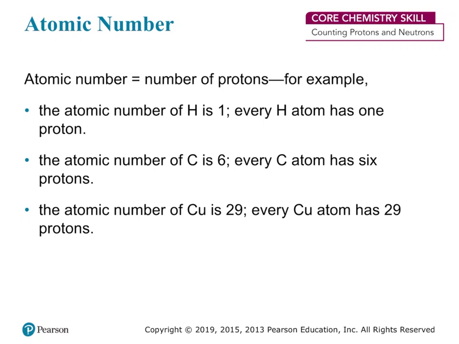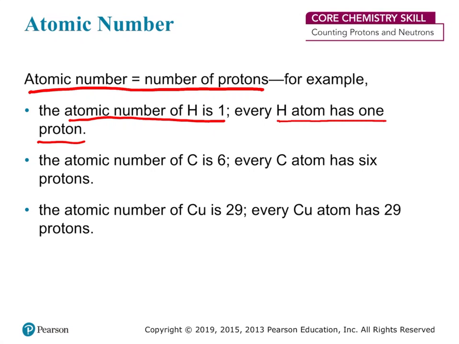So again, the atomic number is equal to the number of protons for an atom of that particular element. For example, we just saw that the atomic number of hydrogen is 1, so every hydrogen atom has 1 proton. The atomic number of carbon is 6, so every carbon atom has 6 protons. And copper's atomic number is 29, so every copper atom has 29 protons.